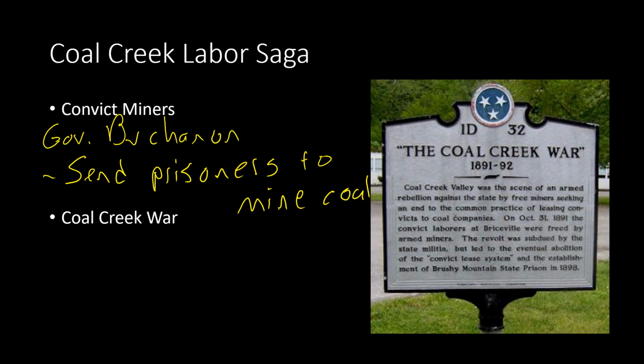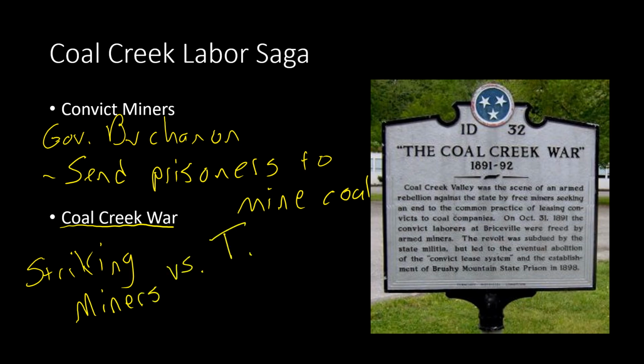You're going to ship a bunch of convicts over to Knoxville, let them work in a coal mine with picks and shovels and possibly dynamite. Nothing could go wrong in that scenario, right? So Governor Buchanan sends the prisoners. They arrive in Coal Creek. And as you can guess, the striking miners are a little upset. So what really develops here is called the Coal Creek War. And what this is, it's a war between the striking miners and the Tennessee National Guard.